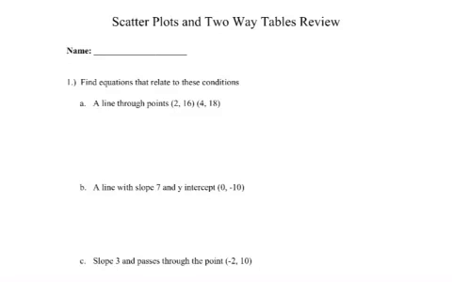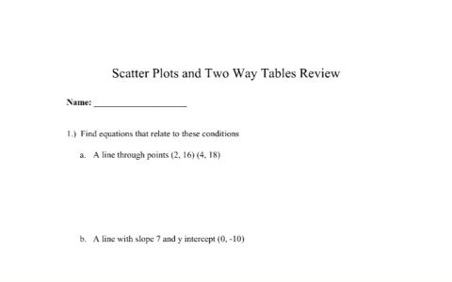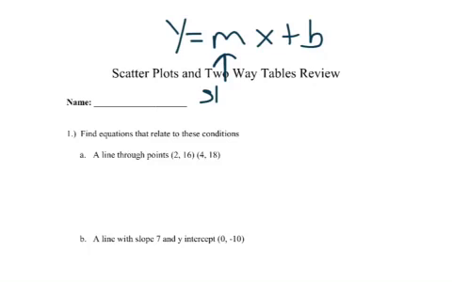So here we are going to start a review on scatter plots and two-way tables. For this very first page, it's asking you to find equations. Remember, we are dealing with linear equations, so I'm hoping you remember this by now. Y equals mx plus b, where m is your slope or your rate, and b is your y-intercept or your starting point.